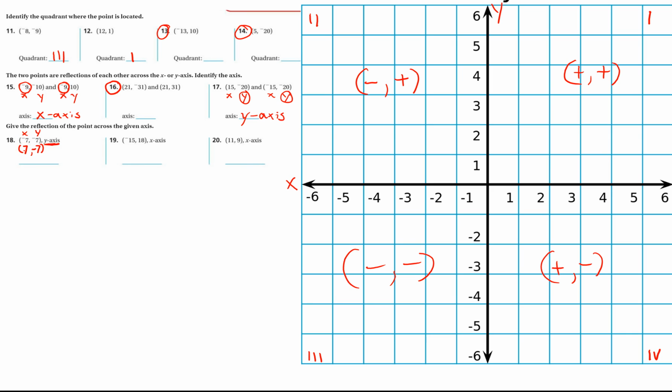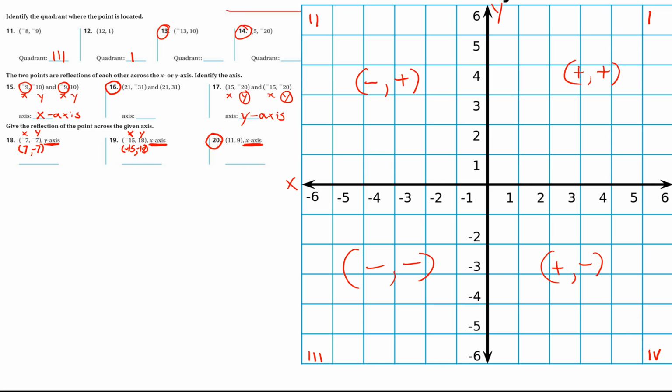Okay. Let me do one more here. So here we have negative 15 in the x position and a positive 18 in the y. It tells us it's reflected across the x-axis, so that means our x's need to be the same. So negative 15, and then our y's need to be opposites. So negative 15, negative 18. I'll let you go ahead and do 20 on your own. That's reflected across the x-axis, so your x's need to be the same, your y's need to be opposites.